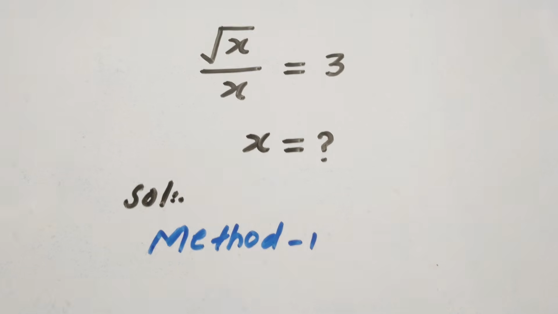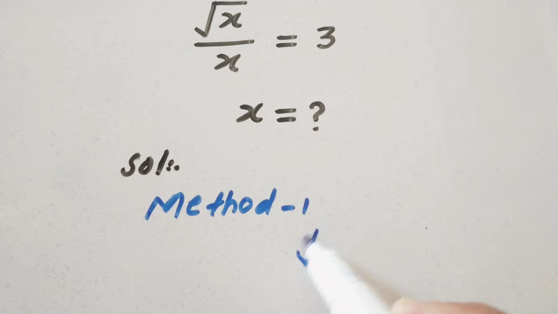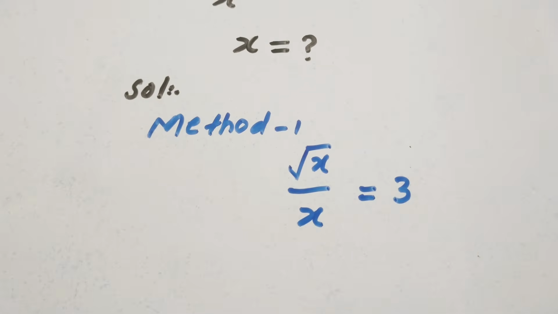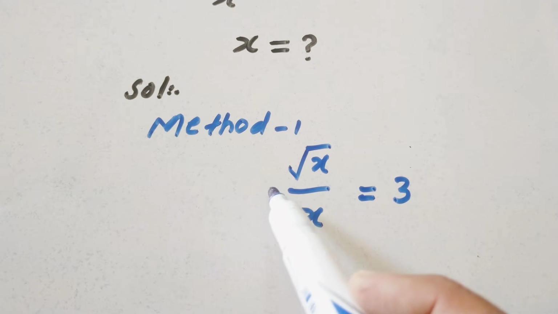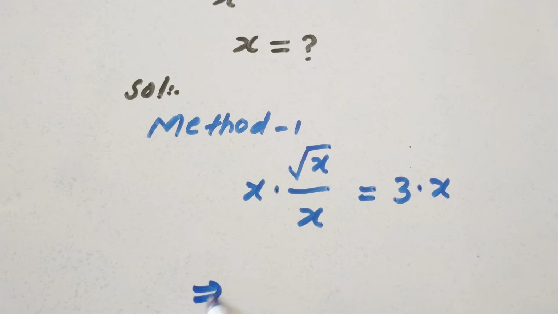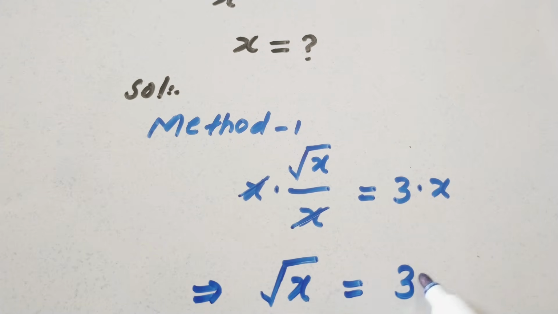As we have square root of x divided by x is equal to 3, multiplying both sides by x, we get on the left hand side the x from denominator and numerator cancel out each other. We are left with square root of x is equal to 3x.